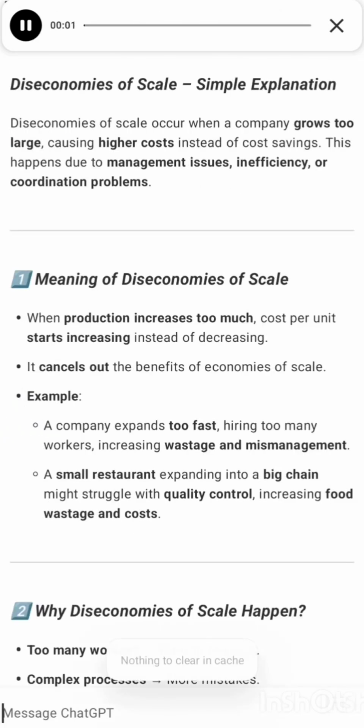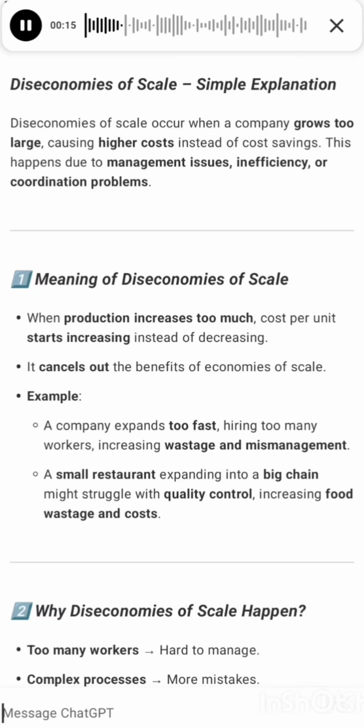Diseconomies of scale, simple explanation. Diseconomies of scale occur when a company grows too large, causing higher costs instead of cost savings. This happens due to management issues, inefficiency, or coordination problems. 1. Meaning of diseconomies of scale. When production increases too much, cost per unit starts increasing instead of decreasing. It cancels out the benefits of economies of scale.